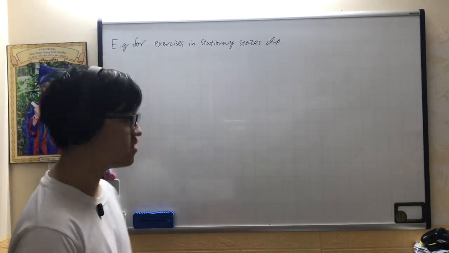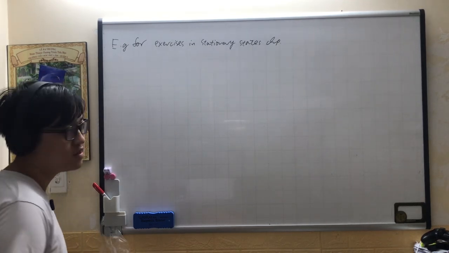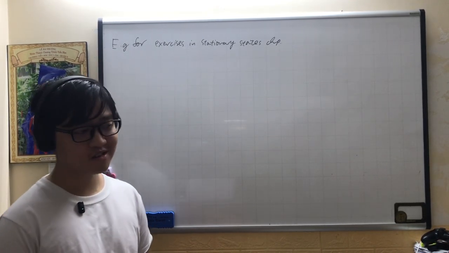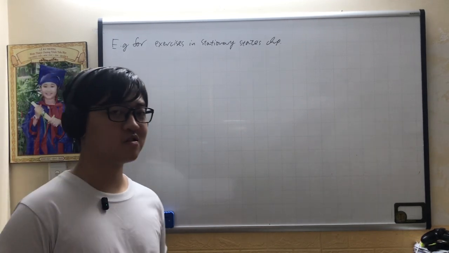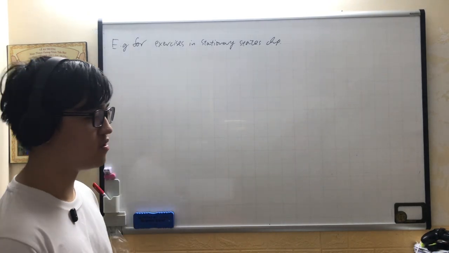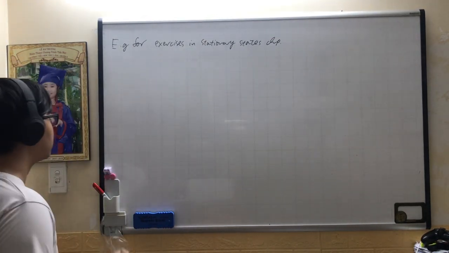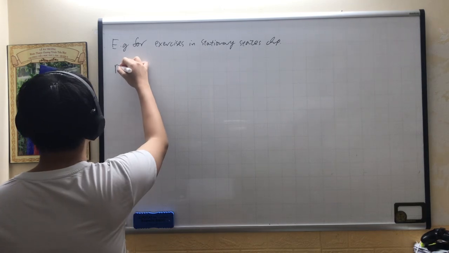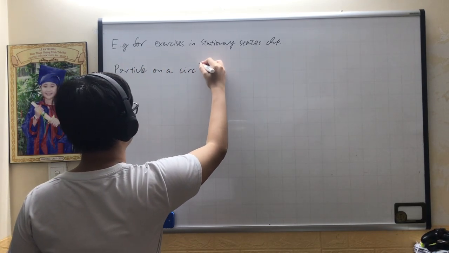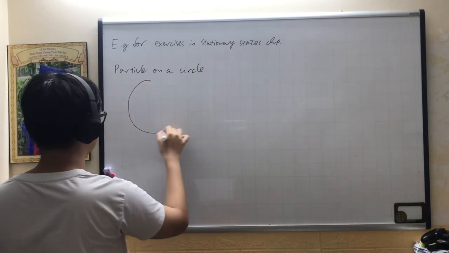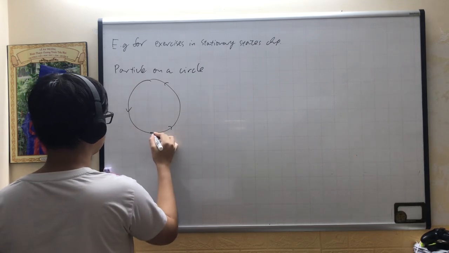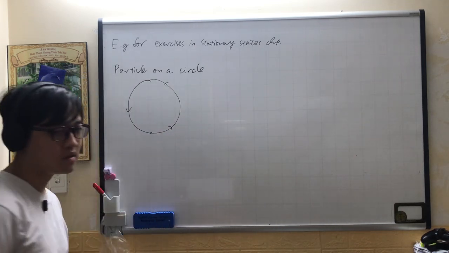Today, we're gonna take a look at an example for you to apply to exercises in the stationary states chapter. So we're just gonna take a look at the simplest one, which is our good old friend, the particle on the circle. Let's draw a circle here. It's gonna rotate. Start here.